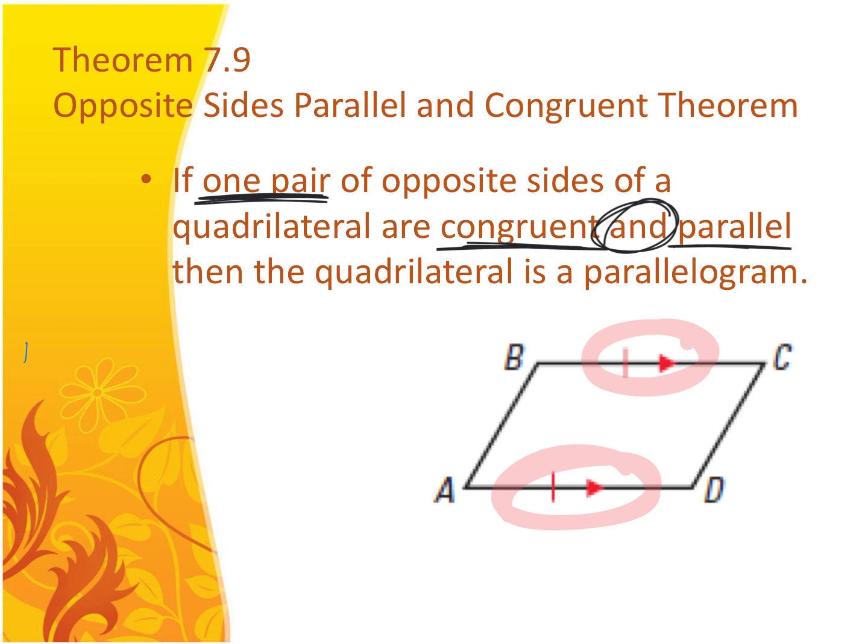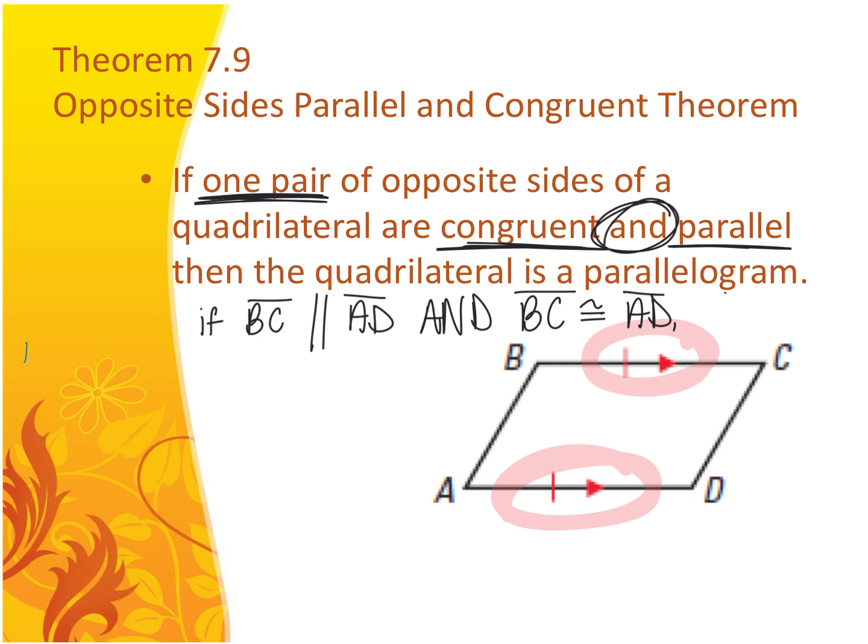So writing this one using a statement. If BC is parallel to AD, and I'll capitalize that, and BC is congruent to AD, then ABCD is a parallelogram. I'm going to give you an example of what it cannot be.